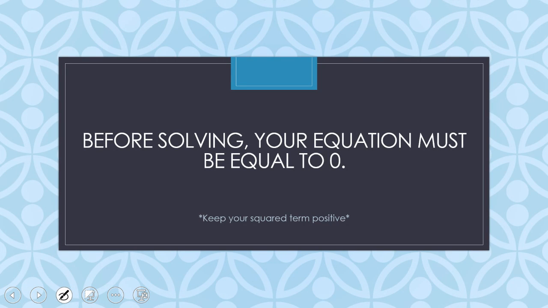Now remember, when you are solving, your equation must be equal to 0 first. And I just put a little helpful hint here. Keep your squared term positive. It makes your life so much easier if that guy is positive. If you're trying to deal with a negative x squared, it gets real ugly real quick, okay? So try to keep it positive. If that means that you need to move it to the other side, then do so.